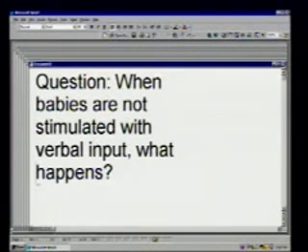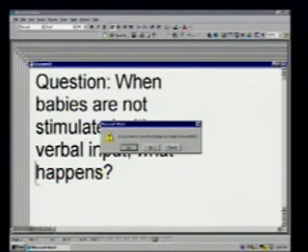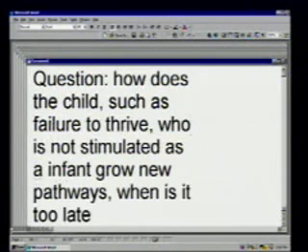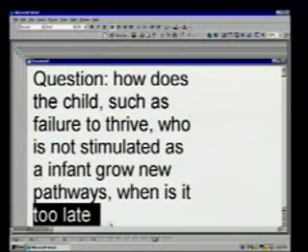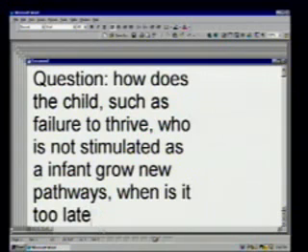So we're getting another email up. Question: when babies are not stimulated with verbal input, how does the child, such as failure to thrive, who is not stimulated as an infant, grow new pathways? When is it too late?